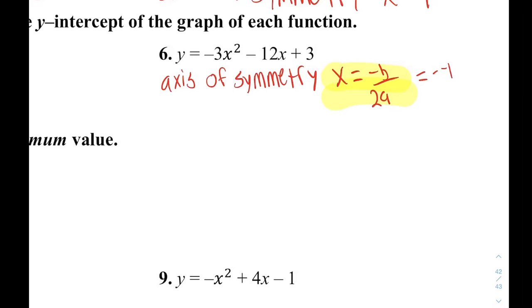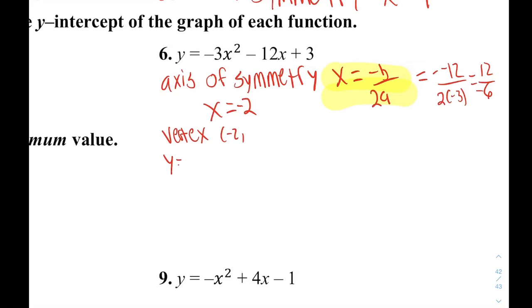So then we're going to plug in negative 12 divided by 2 times negative 3 equals 12 over 6. So then this x equals 2. 12 over negative 6, so this x is going to be negative 2. I forgot about the negative on the 3. So if that's the axis of symmetry's x, then that's also the vertex. The vertex is going to have negative 2, and then we need to figure out what the y is.